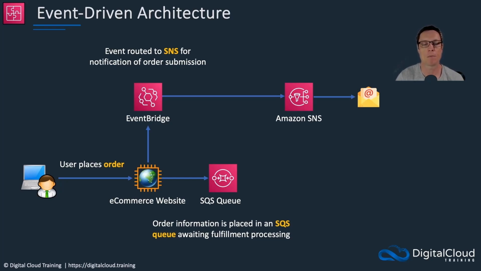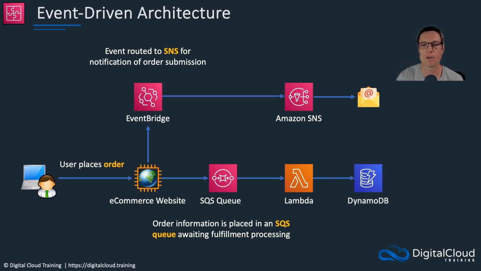A couple of things can happen here. Either the act of the message being placed in the queue can cause a trigger, which is to trigger Lambda, or you can configure Lambda to constantly poll the queue and check for new messages. In this case, the SQS queue is configured to trigger Lambda, and Lambda will then store some results of the order in a DynamoDB table.